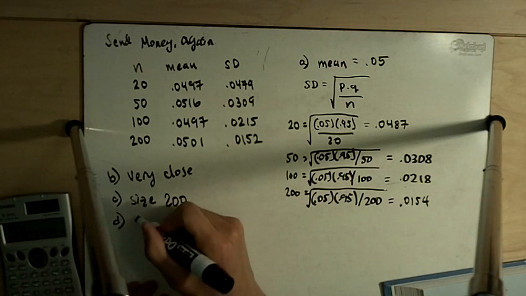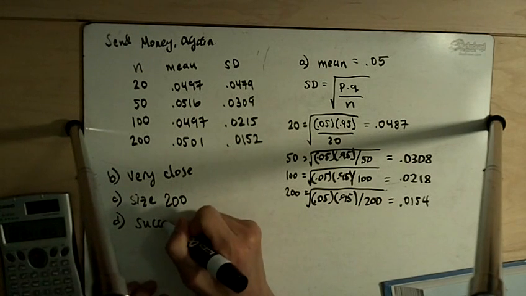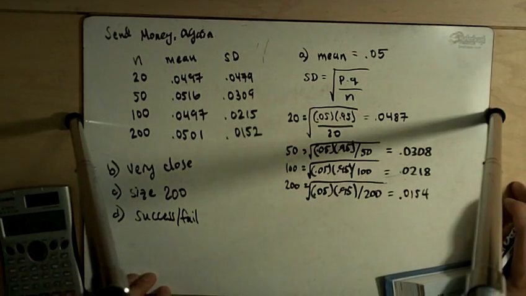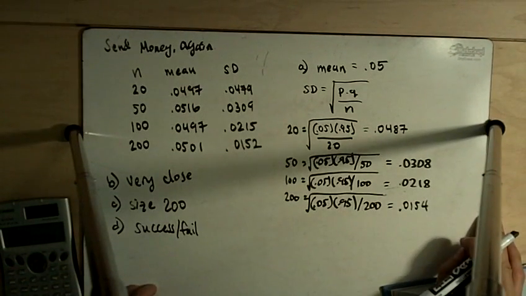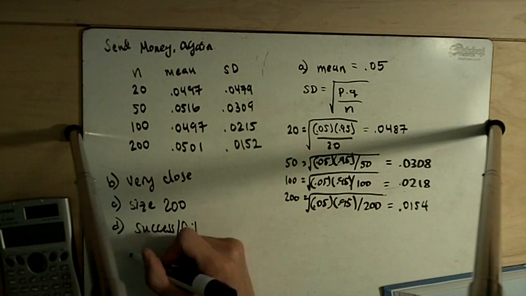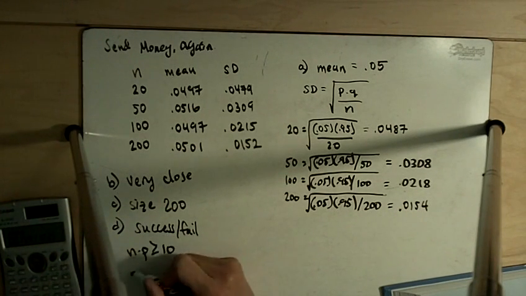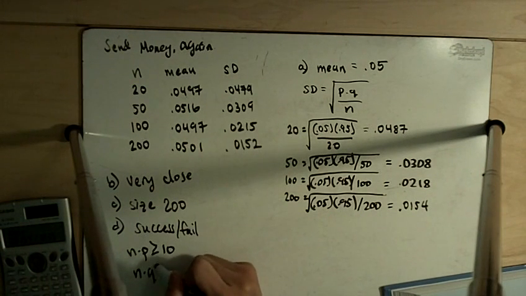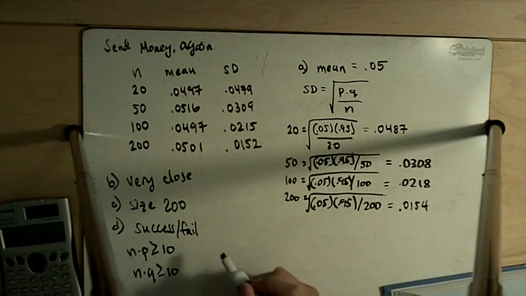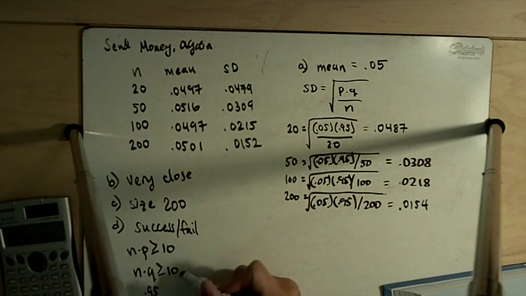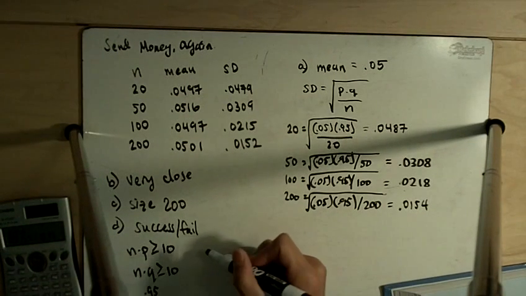And then for D, it asks about the success-failure condition. And so with the success-failure condition, it says that n times p should be greater than or equal to 10, and n times q should also be greater than or equal to 10. In this case, p is 0.05, q is going to be 0.95. So we're not going to really check this one so much.